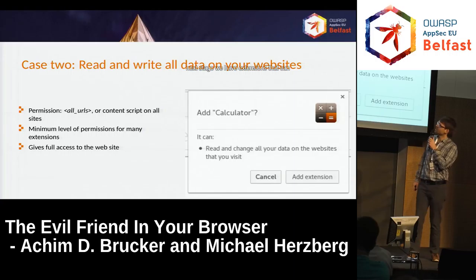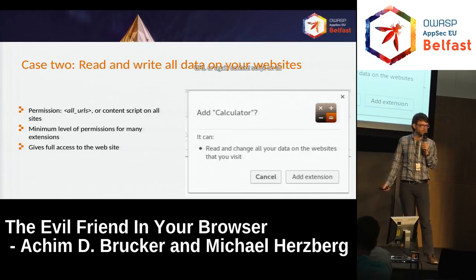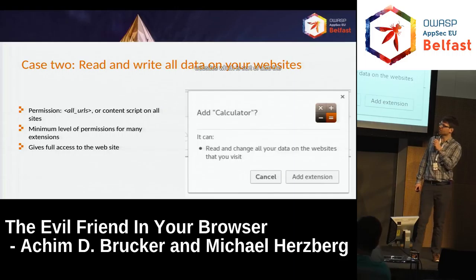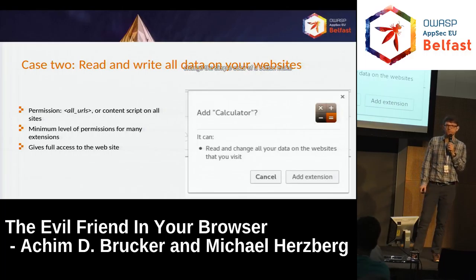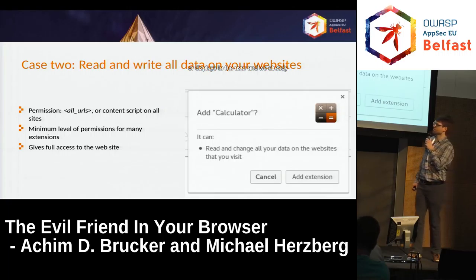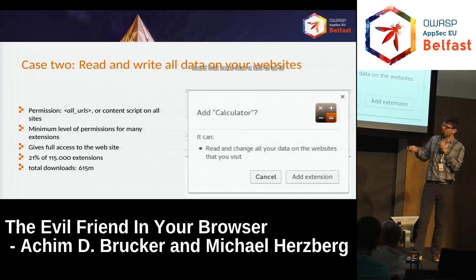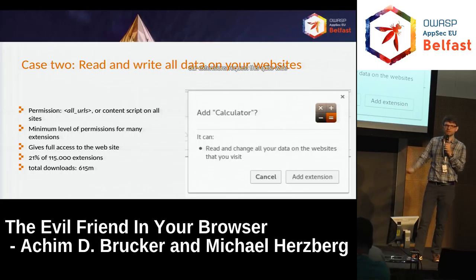So, in the next stage, we have extensions that can read and write all data on your websites, similar to what we saw on the calculator app in the beginning. For that, you need just a permission called all URL, or again, a content script on all websites, which is also the minimum level of permissions that you need. It doesn't matter if you want to change a simple color of a button, make Facebook a little bit more convenient, or completely alter what the website does or displays to the user. And we already found that more than a fifth of all of our extensions request this quite wide permission.